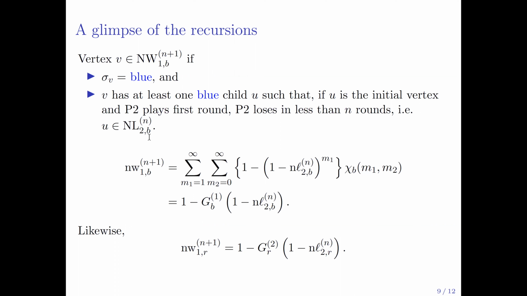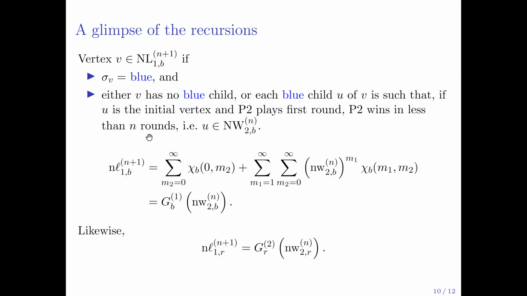The other side of the recursion is when you want to find the probability of a vertex V belonging to one of the losing sets. So NL1B superscript n plus 1. Here it means that if P1 plays the first round, then P1 loses the game and she ends up losing it in less than n plus 1 rounds. Because you have a B here, the vertex V has to be of color blue. One possibility is that the vertex V has no child that is of color blue, in which case P1 immediately fails to move the token in the first round and therefore loses the game.